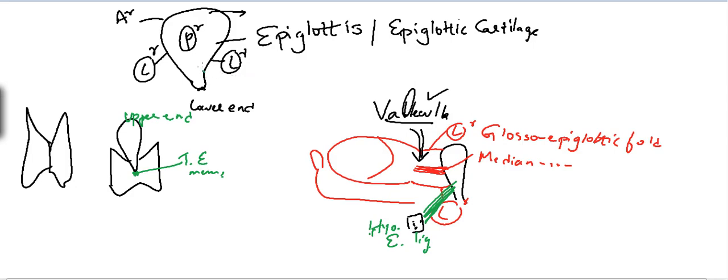The posterior surface, you can see it's free. It has got some nodules. It is facing the respiratory system, lined by respiratory epithelium. That is the posterior surface. In addition, there are muscles attached to this epiglottis. To understand the muscles attached to epiglottis, I will show you one diagram.